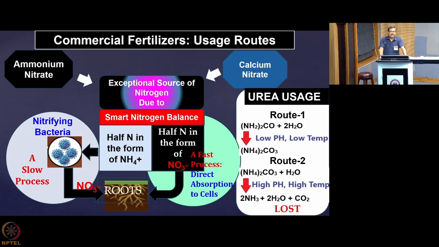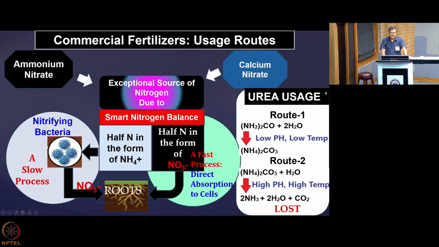On the other hand, the ammonium ion is taken by the nitrifying bacteria in the soil, and this is a slow process. These bacteria convert this ammonium ion into nitrate, and that is absorbed by the root. So what is finally absorbed by the root is the nitrate ions, NO3 minus.